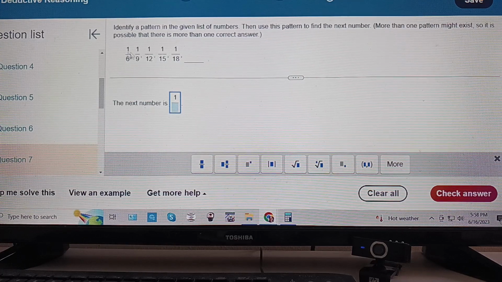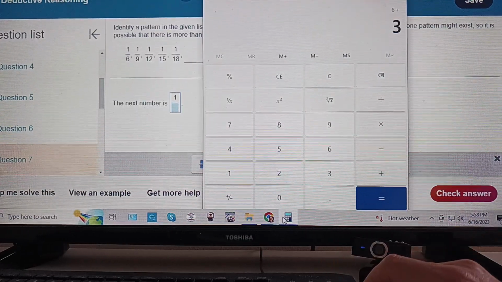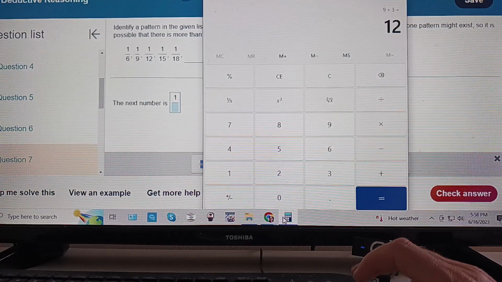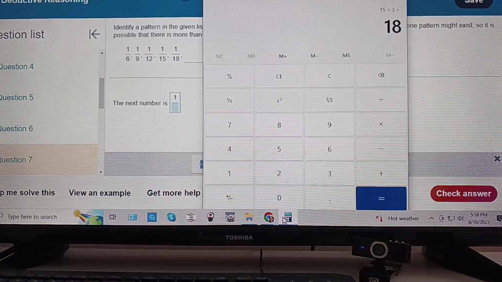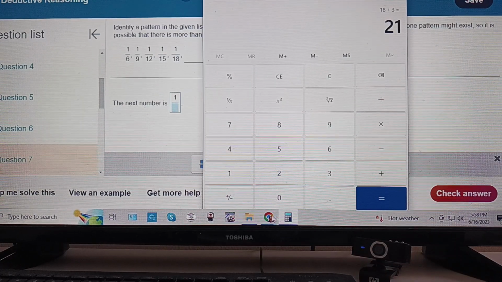So now just ignore the top and work with the bottom. 6, 9, 12, 15, 18. 6 plus 3 is how you get 9. Plus 3, you get 12. Plus 3, you're constantly adding 3. So one more plus 3 will be the bottom, 21.